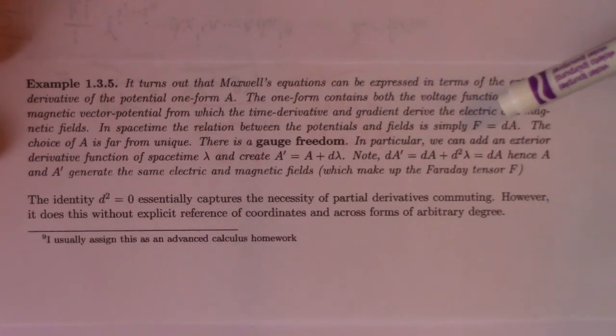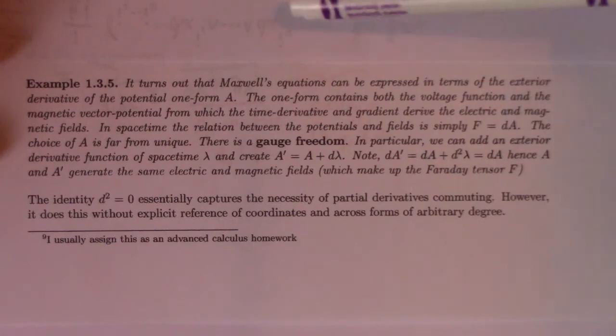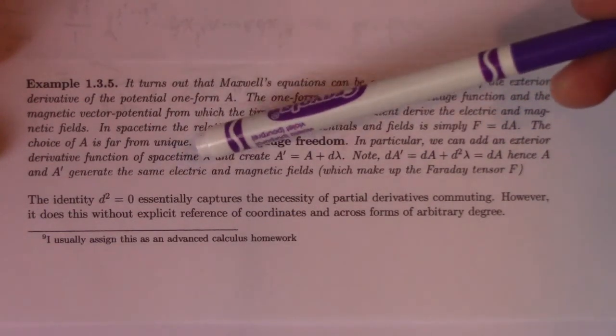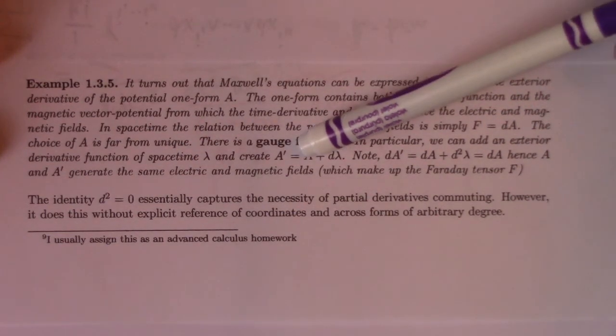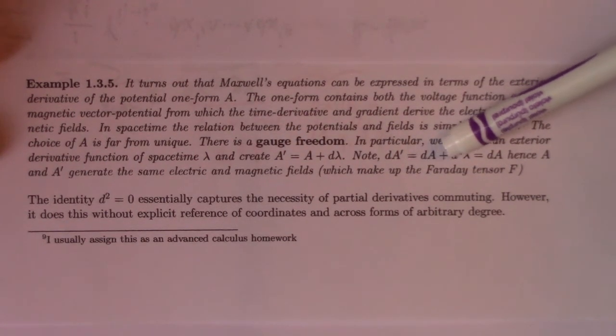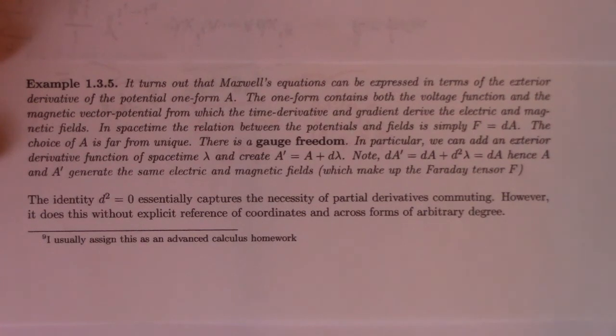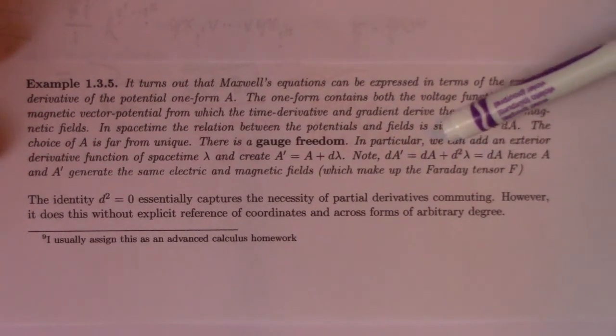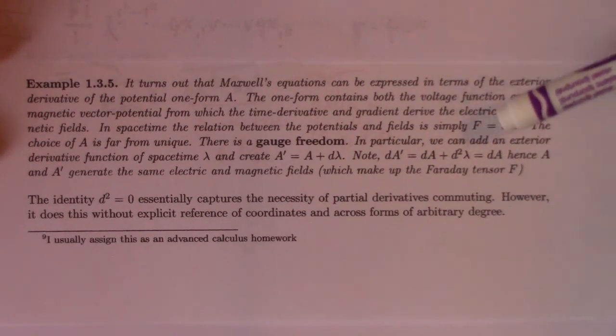This is known as gauge freedom. In particular, I could take any function of space-time lambda, and I can add d lambda to A, and say A prime is a new potential. So dA prime will be dA plus d squared lambda, but hey, d squared is 0, so d squared lambda is 0. And so we have dA prime is equal to dA, which means that A prime and A both generate the same F, and hence the same electric and magnetic fields.